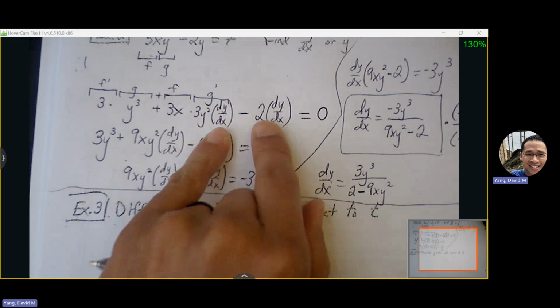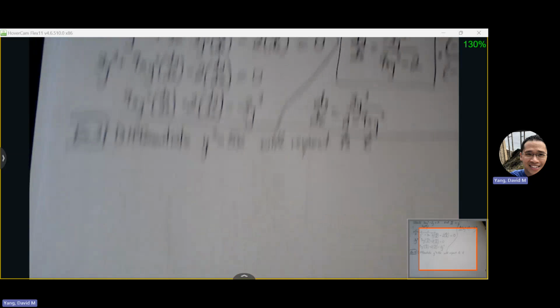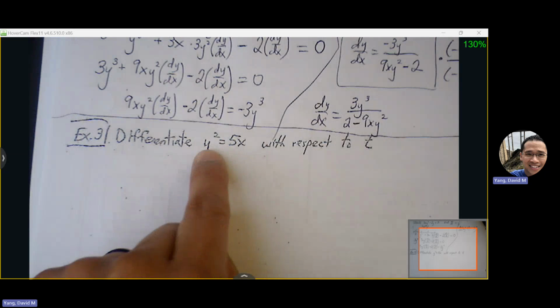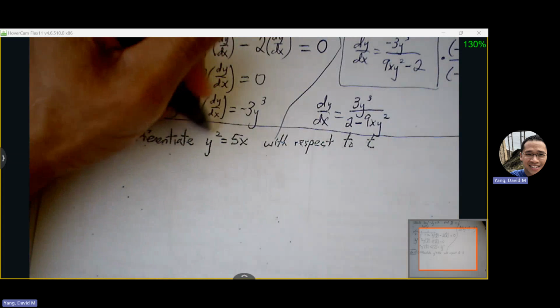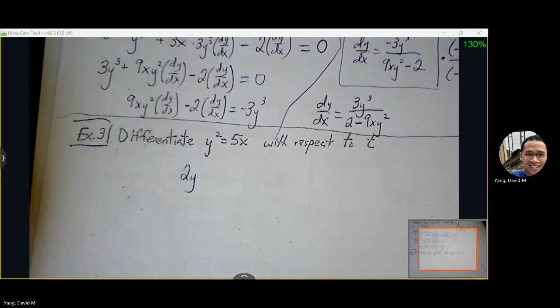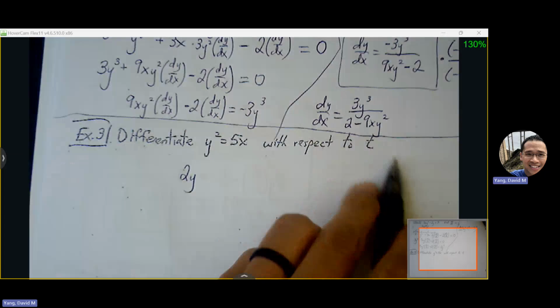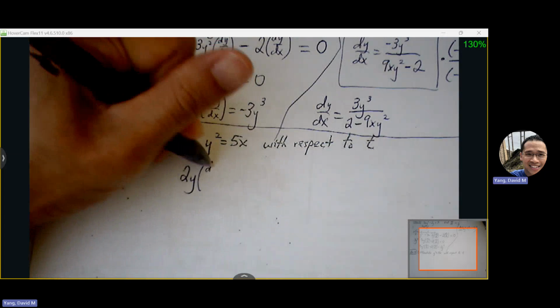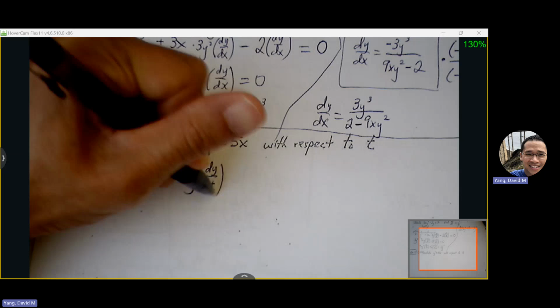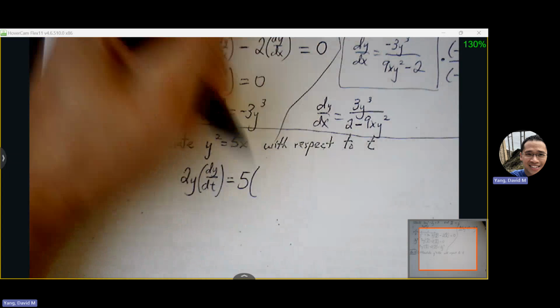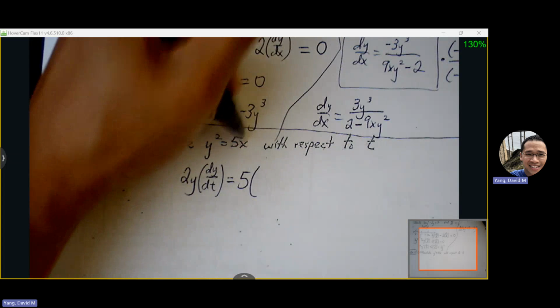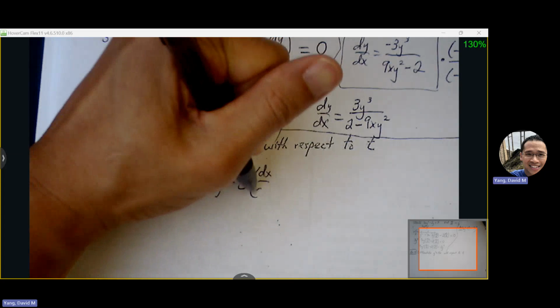Okay, and x before was the independent variable, but now t is the independent variable, which means that every variable, including x, is getting impacted, and it's going to have that derivative notation that shows up. So in this case, y squared will become 2y. And because we're asking for y's derivative with respect to t, we just include that derivative variable. And now x is no longer the independent variable. 5x would become 5, and we're asking for x's derivative with respect to t. So we say dx over dt.